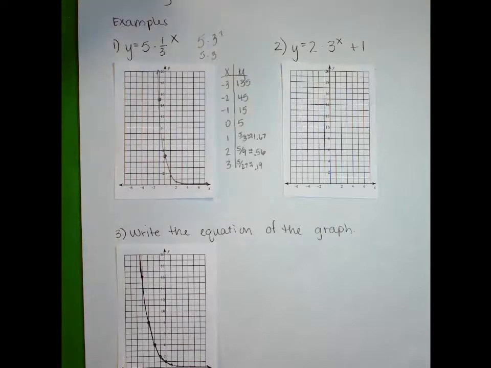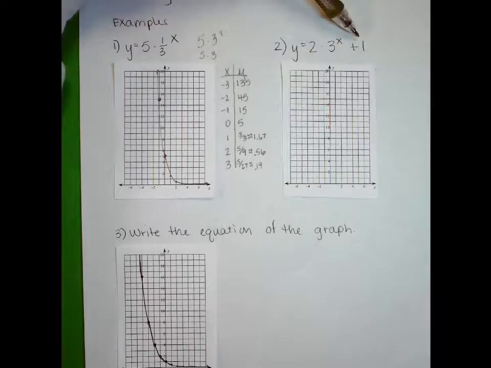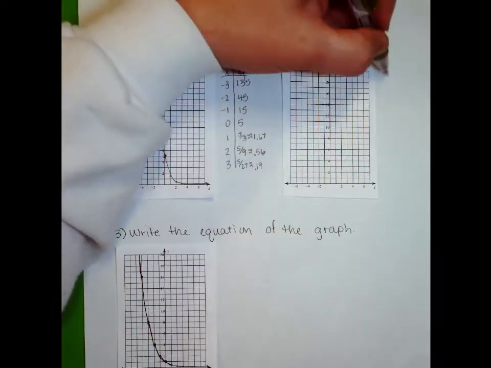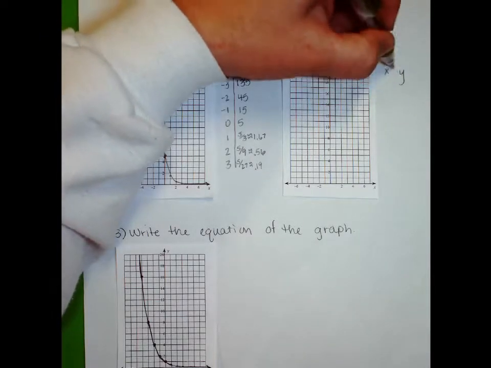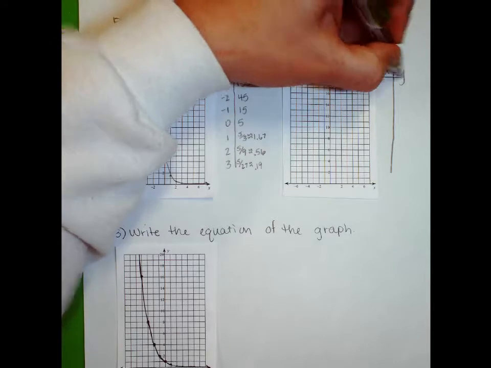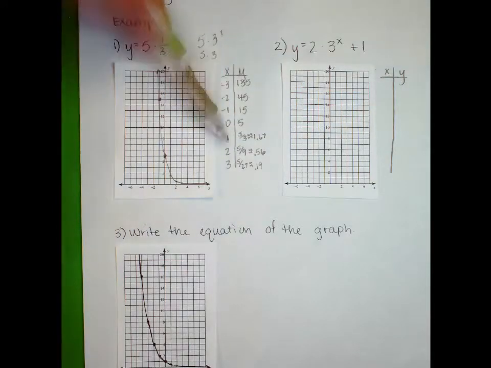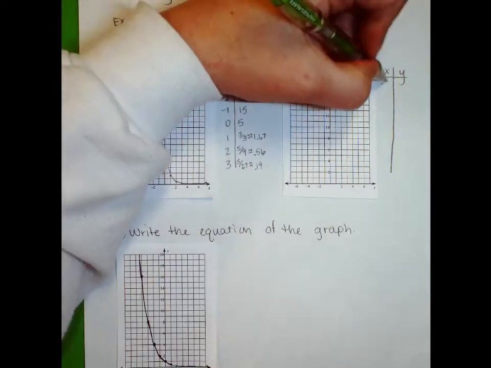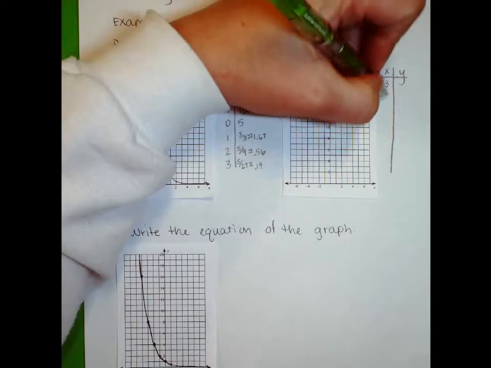For number 2, we're going to be doing something similar, but then after you've done your multiplication, we are told to add 1. So again, make your XY table. It's the most helpful way to start these problems. I would suggest using negatives and positives. So -3, -2, -1, 0, 1, 2, 3.